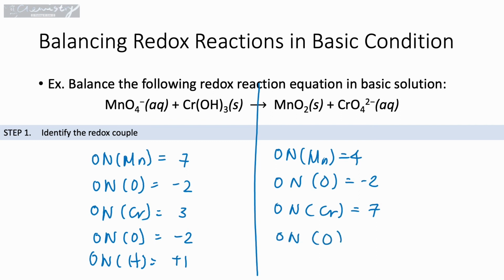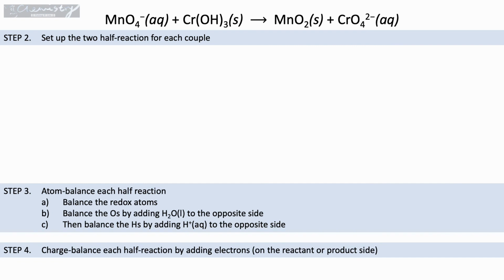Okay. And with this, we can tell that the one that is reduced is going to be manganese. And then the one that oxidized is chromium. So chromium and manganese are our redox couple. So we are going to then set up the two half reactions for the redox couple. The first one is manganese because it went under reduction. And then the second one we have is chromium that undergoes oxidation.